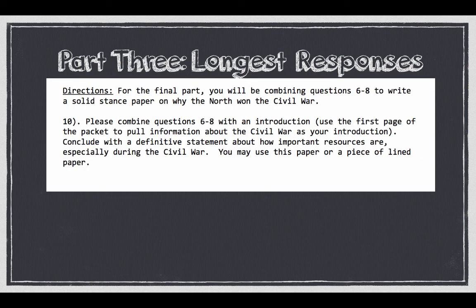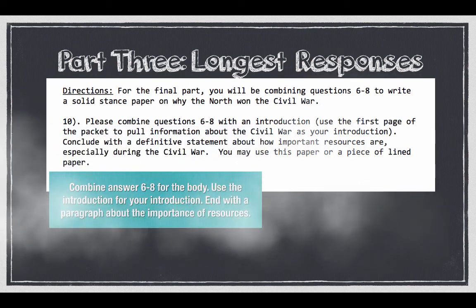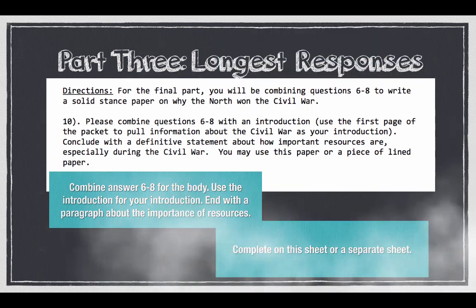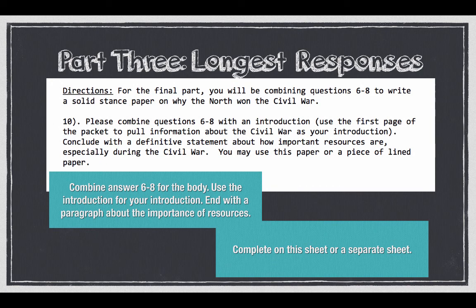All right, last but not least, I'm going to ask you guys to write the longest response here, and this is going to be combining the answers from questions 6 through 8 for the body of your paragraph. You may have to add some transition statements to make those flow together, but basically I want you guys to start with an introduction from the first page where we looked at the history of the Civil War. Tell me what the Civil War was. Talk about resources in the Civil War. I want you to talk about capital resources, human resources, and natural resources, and I want you guys to end with a paragraph that definitively states how important resources are. So once you do that, you can do that on the paper that I give you or on a separate sheet. It doesn't matter. But once you do that, we're finished with this.